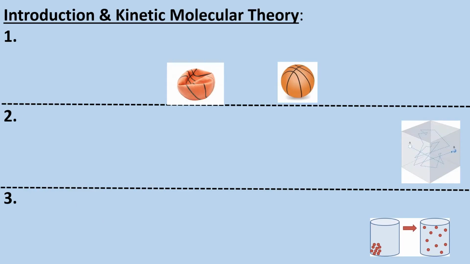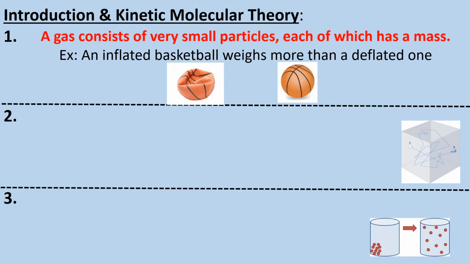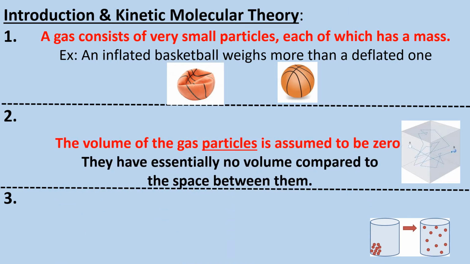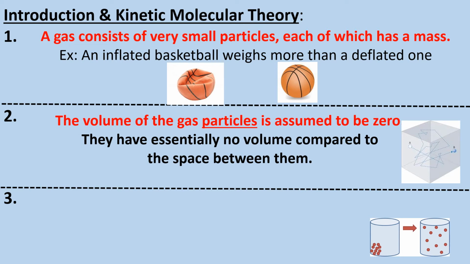Okay, let's review the kinetic molecular theory. The first part was that a gas consists of small particles, each of which has a mass. If we took the mass of a deflated basketball and an inflated basketball, the deflated would have a lower mass. The volume of the gas particles is assumed to be zero. They have essentially no volume compared to the space between them.